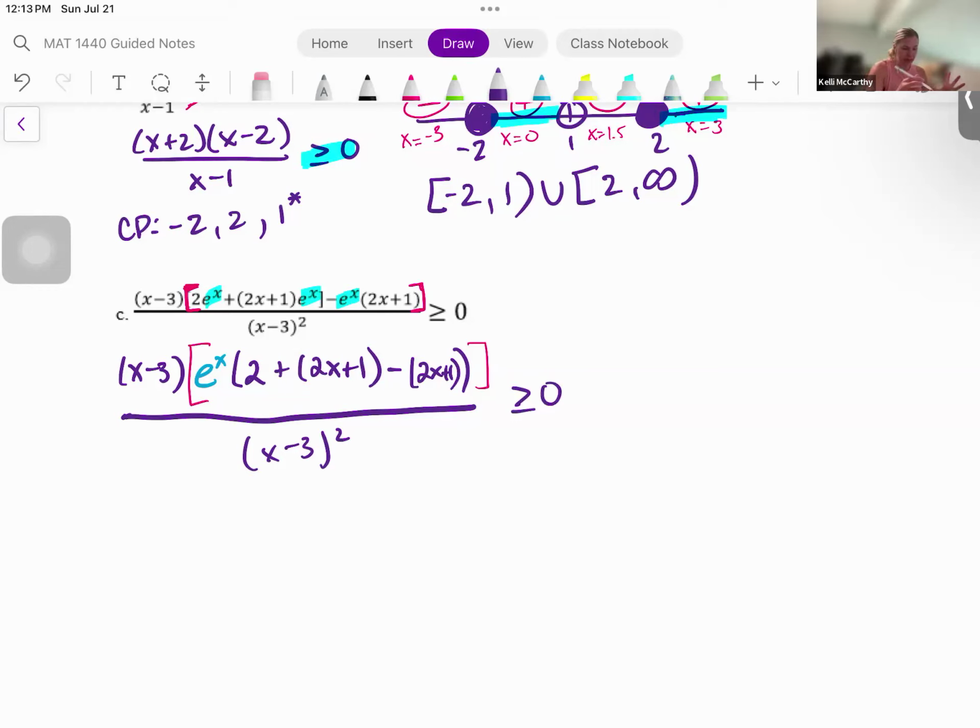We can start simplifying a little bit more. The factor of x minus 3 in the numerator is going to simplify to 1 with one of the factors of x minus 3 in the denominator, so we're only going to have 1 left.